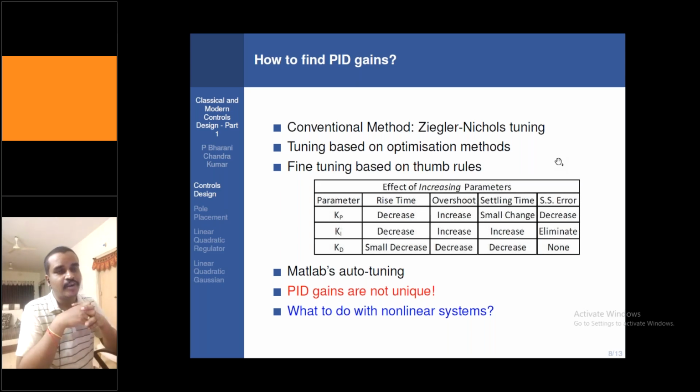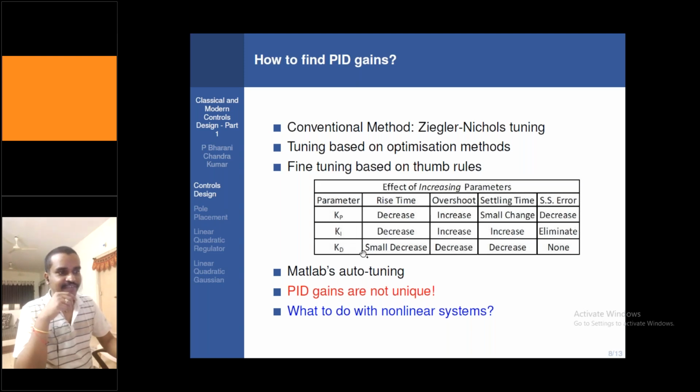The second way is tuning based upon optimization methods. As I told, you can use various optimization methods where the aim is to minimize the error, the output error or control error, whatever it may be. You can use optimization methods based upon fuzzy logic, neural networks, genetic algorithms, PSO, TLBO, and there are hundreds of methods. Ziegler-Nichols or any such tuning method will give you some initial values, but sometimes you have to manually fine tune them. So these are some thumb rules. For example, if you increase KI, then the steady state error can be eliminated.